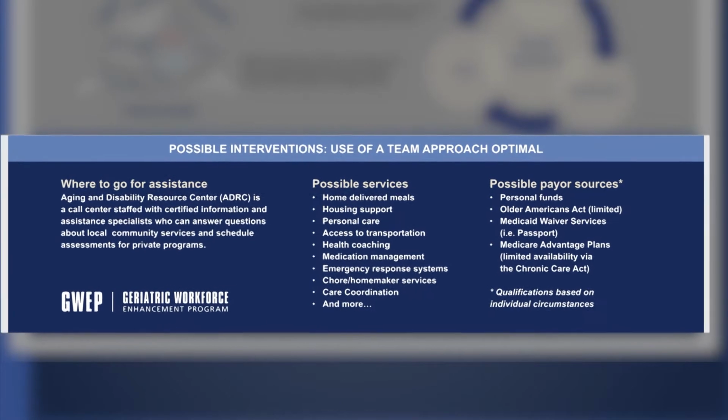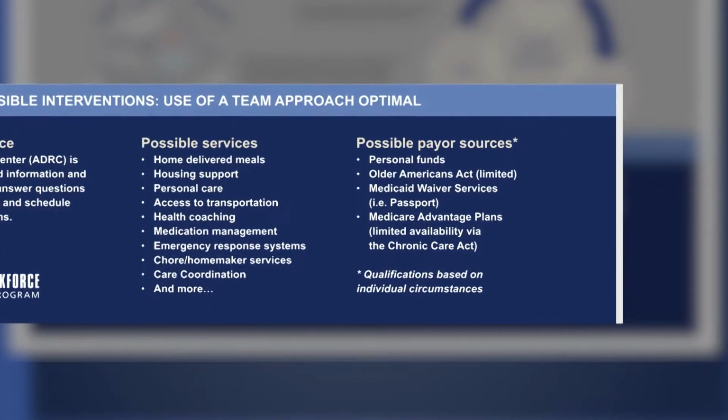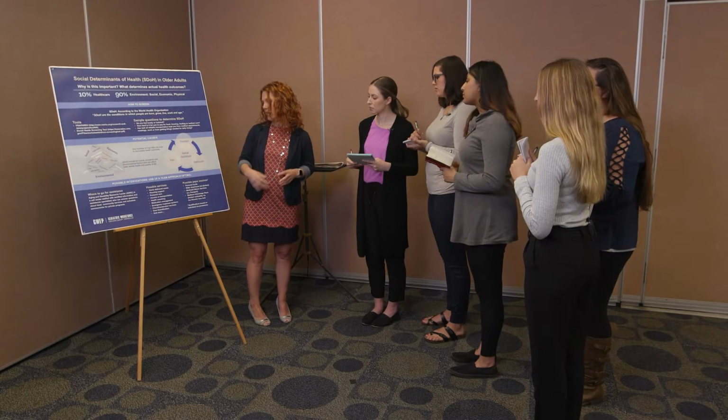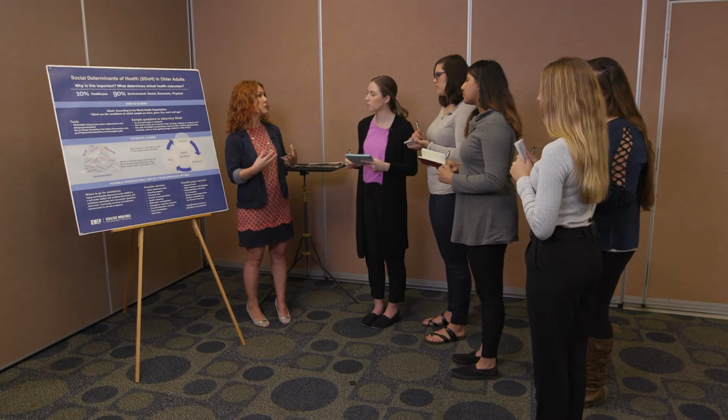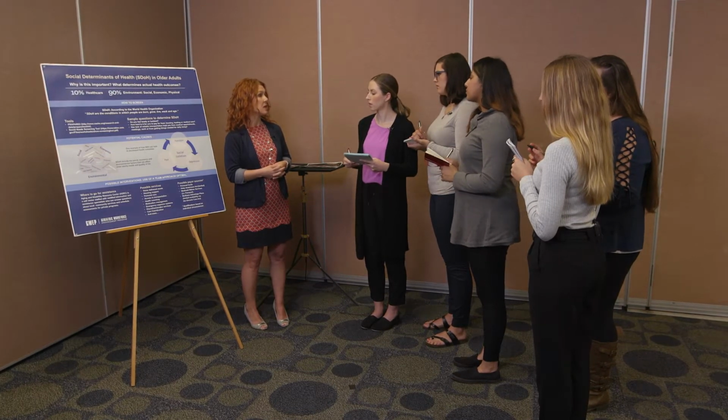We can look at personal funds, if those are available to them. We have the Older Americans Act. There are waiver services available for Medicare and Medicaid folks that can help them pay for things. And there's Medicare Advantage plans available too. It's not traditional Medicare, but they're Medicare Advantage plans that can help with payment on that. All of those, we want to look at the qualifications for those folks and see what fits best for their particular circumstance, and then go from there.